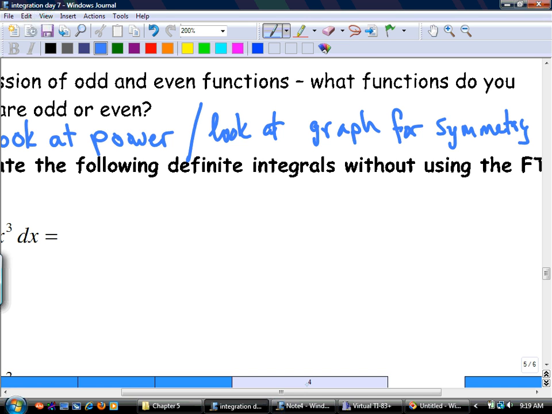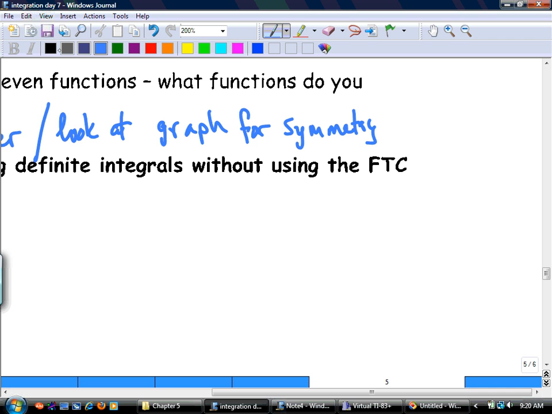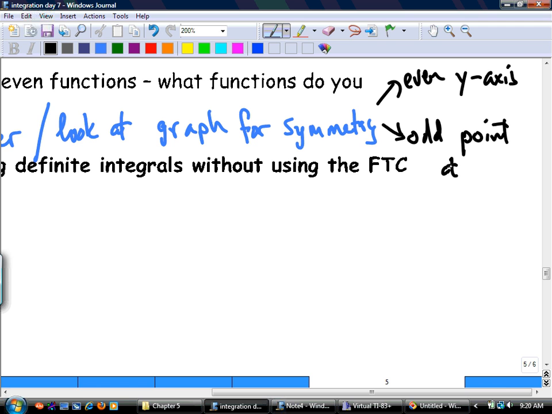Even is okay. Odd is... it's actually point symmetry at 0, 0. It's actually rotational symmetry at the point 0, 0. Okay.